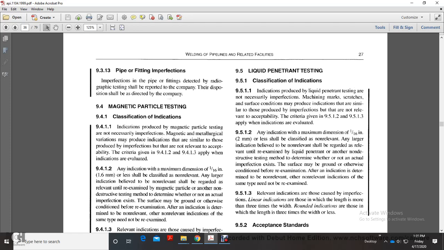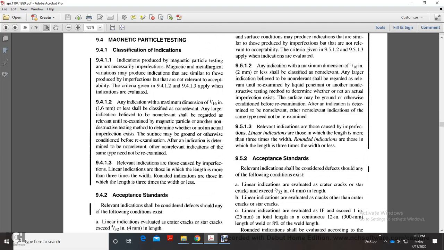A larger indication believed to be non-relevant shall be regarded as relevant and re-examined by liquid penetrant or another non-destructive test method to determine whether or not an actual imperfection exists. Surfaces may be ground or otherwise conditioned before re-examination. Indications determined to be non-relevant, and non-relevant indications of the same type, need not be re-examined.